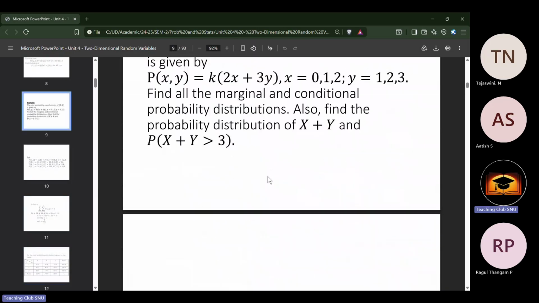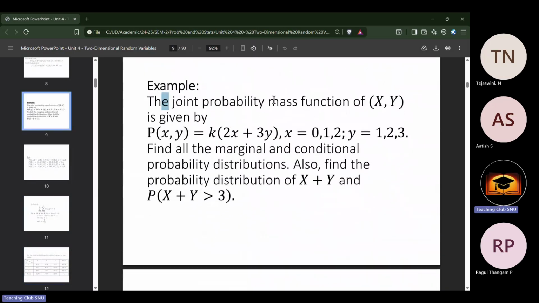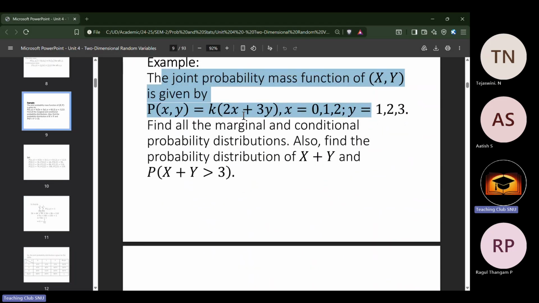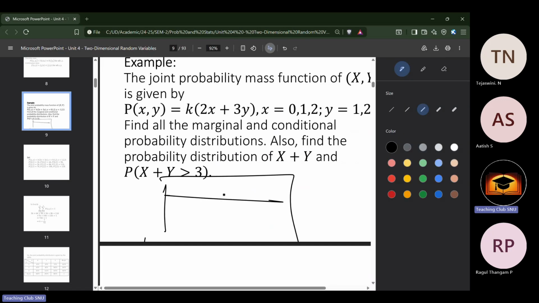Okay. So given something like this, the joint probability mass function of x comma y is given by p of x comma y is equal to k into 2x plus 3y, where x assumes these values, y assumes these values. Make a nice table like this. X assumes 0, 1, 2. And y assumes 1, 2, 3.